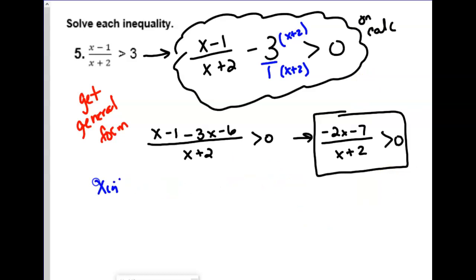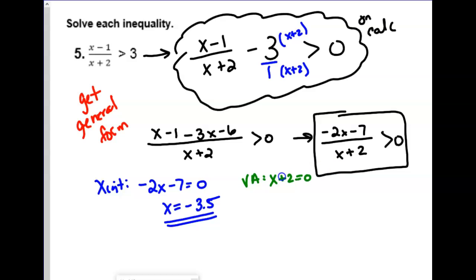Talk to me about x-intercepts. You have one. Yep, if you set your numerator equal to 0, you would get negative 7 halves, I'm going to call it negative 3.5. So there's a critical point. And then your vertical asymptote would be when you set your denominator equal to 0. So x equals negative 2 is your vertical asymptote.